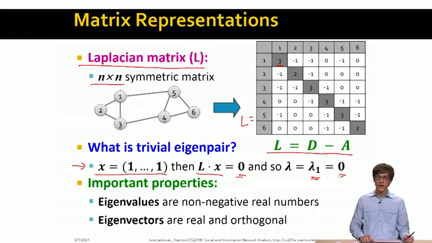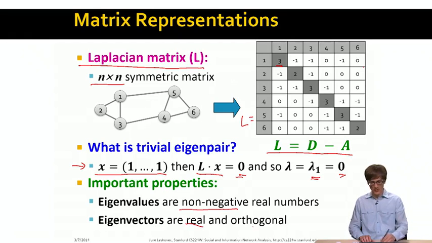And then what are other important properties of this Laplacian matrix? First is that eigenvalues are non-negative real valued numbers. And the second one is, again, that eigenvectors are real and orthogonal. Orthogonal means that when I do a dot product of two eigenvectors, their dot product is 0.